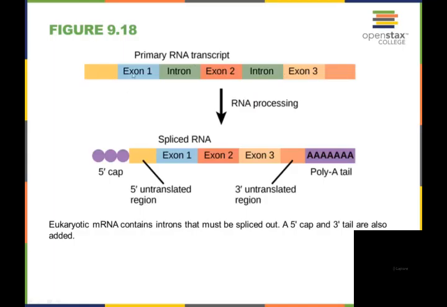So you have this primary RNA transcript that is made, and then it has to go through RNA processing. What you're going to do is put on a 5' cap on the end, and a poly A tail, which is just multiple adenines on the 3' end. You're going to pull out the introns and then attach those exons together.